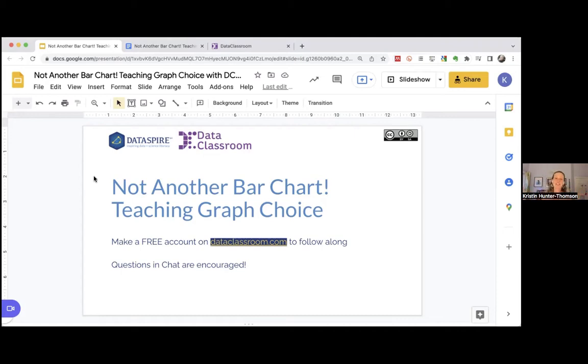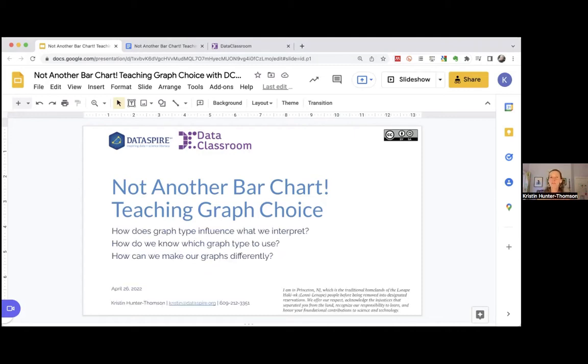I am super excited to talk to you about data skills. Specifically, we're going to be thinking about how graph type influences what we can interpret from our data, and how that relates to the kinds of graphs my students are looking at in our curriculum, whatever curriculum you are using. We'll think about how we know what graph type we should use when we are graphing our own data, and how we can get at that from two different angles. And then also, how can we potentially make our graphs differently? How can we think about this graph choice from a different angle?